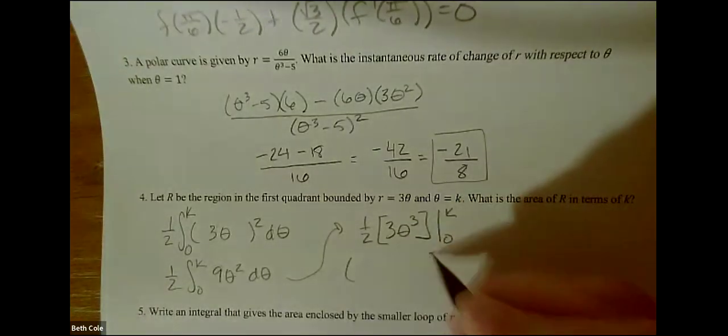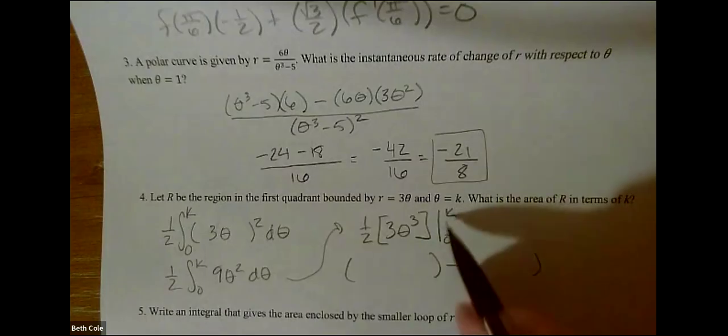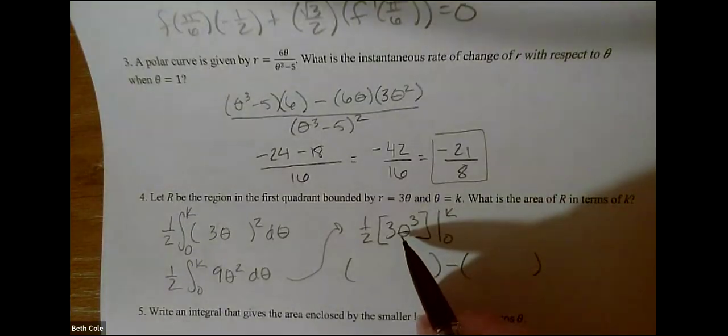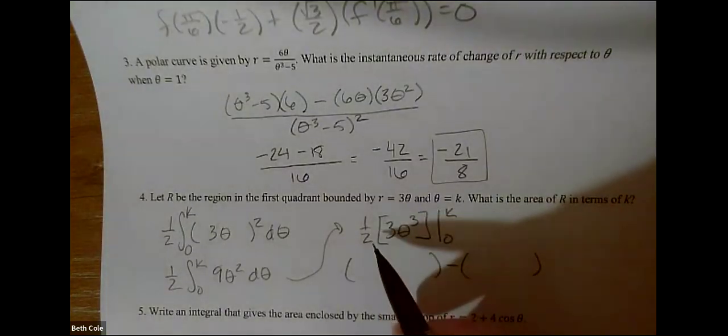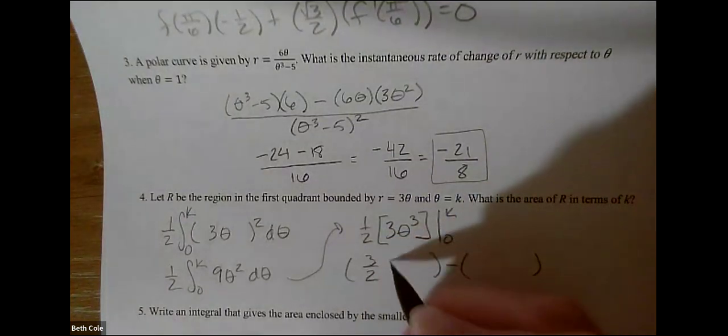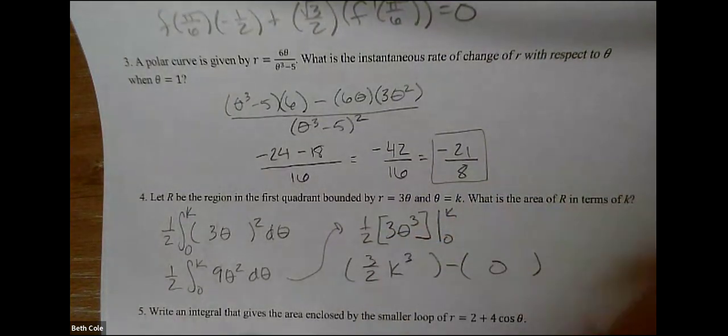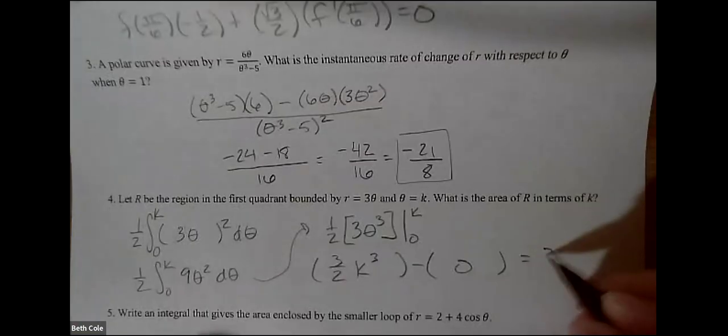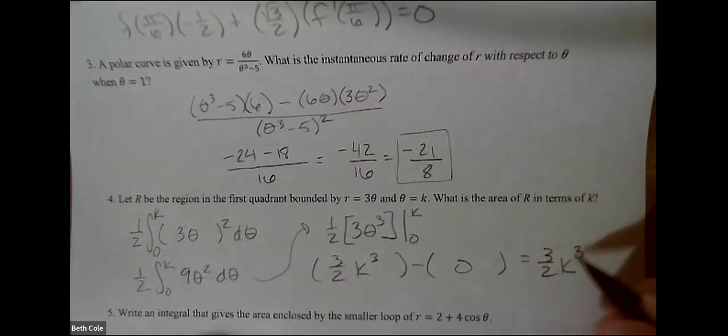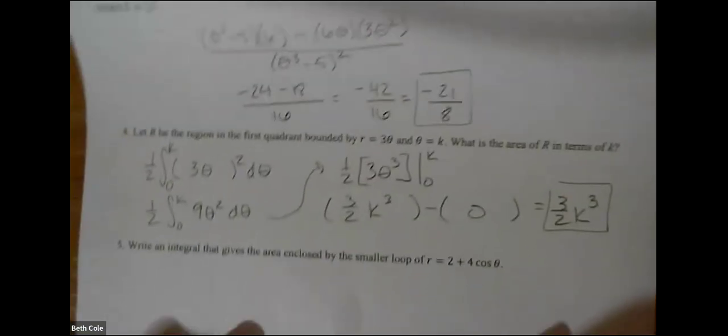Right, and then we're going to do upper minus lower. So if we plug in k, that's just going to be 3/2 k cubed. And if we plug in 0, we just get 0. So it'll just be 3/2 k cubed. And it said in terms of k, so that is what that's going to be.